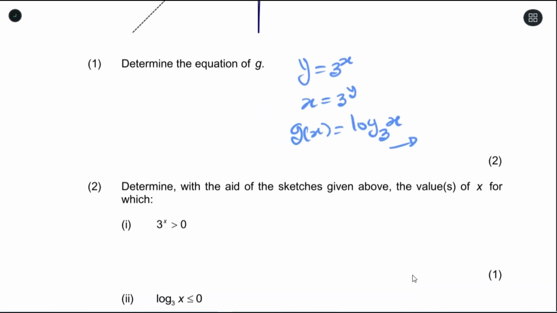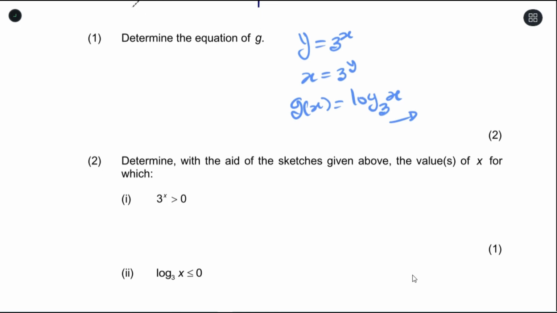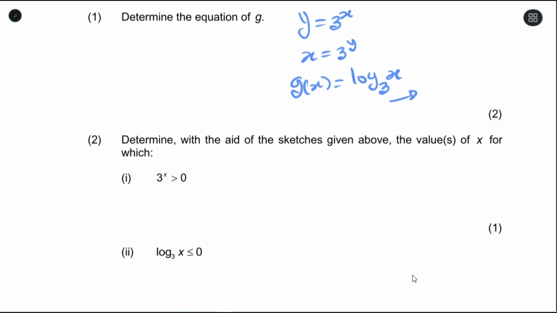Now, question 2 here says, determine with the aid of the sketches given above the values for x, for which 3 to the power x is greater than 0, and log base 3 of x is less than 0. Now, what this actually means is that they are asking you that f of x is greater than 0. That's what that means. And this here is actually saying that g of x is less than or equal to 0. And don't forget that this also represents y.